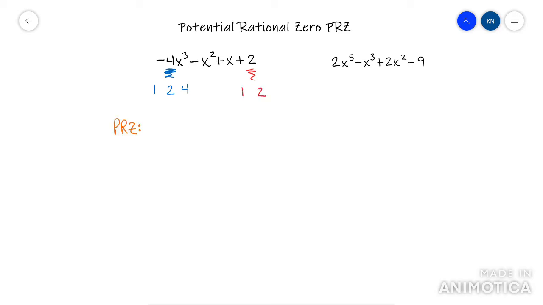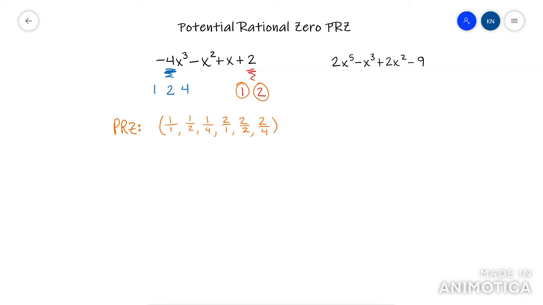All right, and now to do PRZ, basically all you do is you take the last number, so 1, and you put it over each factor of the first number. So like 1 over 1, 1 over 2, 1 over 4, like that. Now, you're not done. You do the exact same thing with the next number. So 2 over these 3 numbers. So like 2 over 1, 2 over 2, 2 over 4.